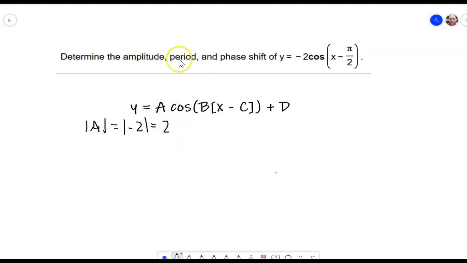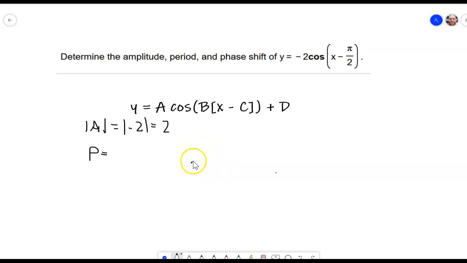The next thing is the period, and we can actually calculate the period, and that is in our book on page 435. So the period is defined as the horizontal distance before the function starts repeating itself. And remember, this is a wave.